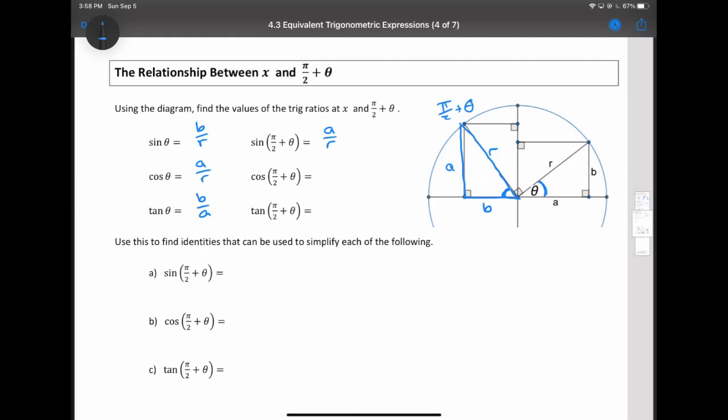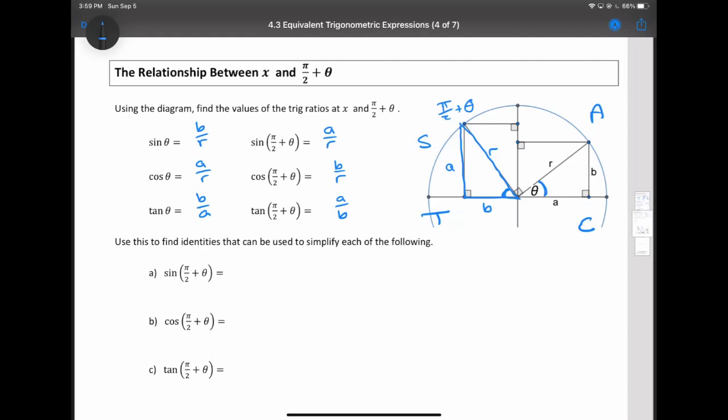Cos is adjacent over hypotenuse, B over R. And tan is opposite over adjacent, which is A over B. However, looking back at yesterday's lesson, there is actually one other little detail we need to take into account, and that's that we're changing quadrants. So we have to apply our CAST rule.